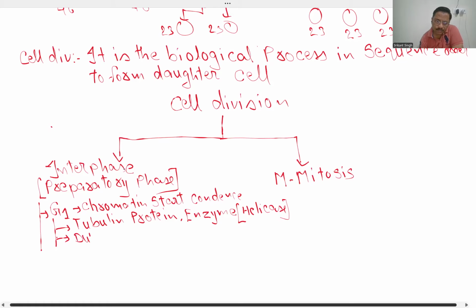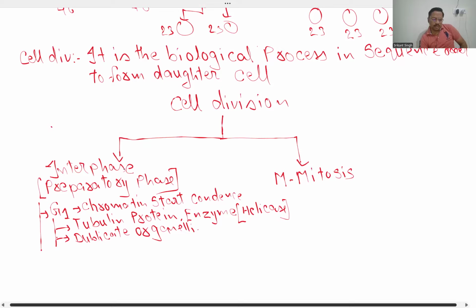Duplicate organelles. This is the G1 phase, beta.